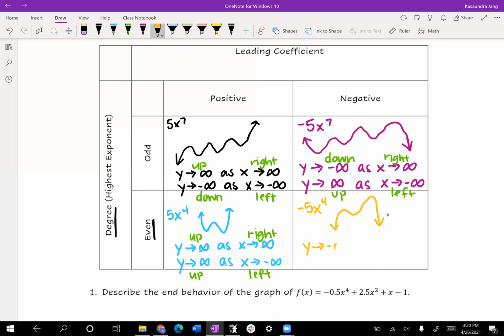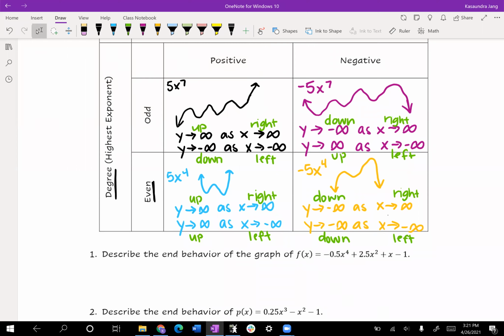So y goes to negative infinity, like I go down, as my x goes to positive infinity. I go down on the right side. And then y goes to negative infinity, like I go down, as x goes to negative infinity, like on the left side. I'm going to go down on the right side and down on the left. Again, keep in mind your y's are the ones that go either up or down. Your x's either go right or left. So this is saying I go down to the right and down to the left. All right, so these are all the possibilities here.